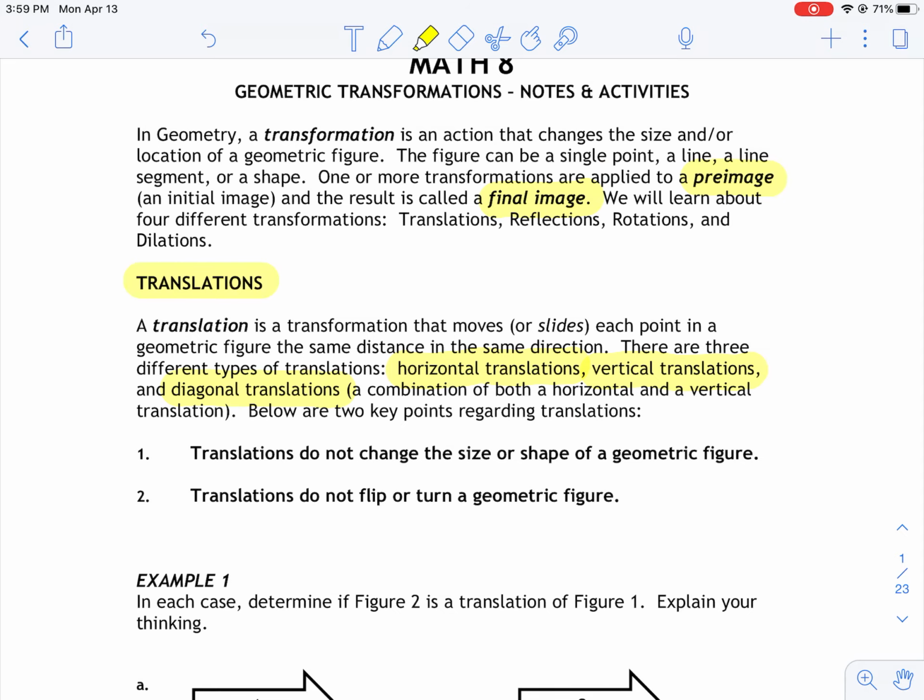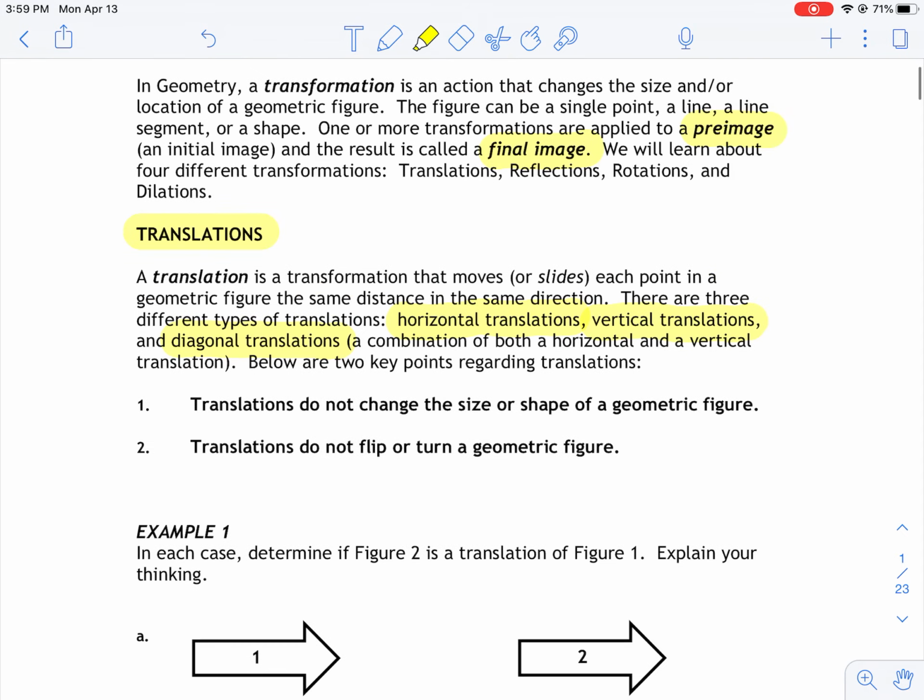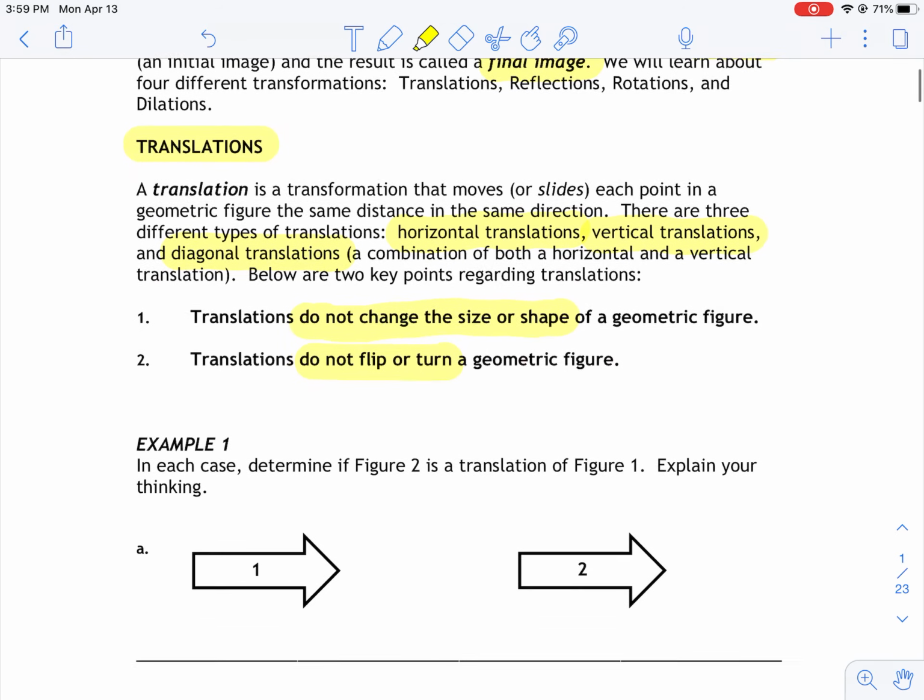Okay, so a couple of quick points about translations, and we're going to get going here in the notes some. Translations do not change the size or shape of the figure, so that's important to know. So they do not change, okay? They also do not flip or turn a figure. Those flips and turns happen with other transformations. So the only thing that a translation does is it takes the figure in its original appearance, its pre-image appearance, and just moves it to a different location. That's all it does, okay?